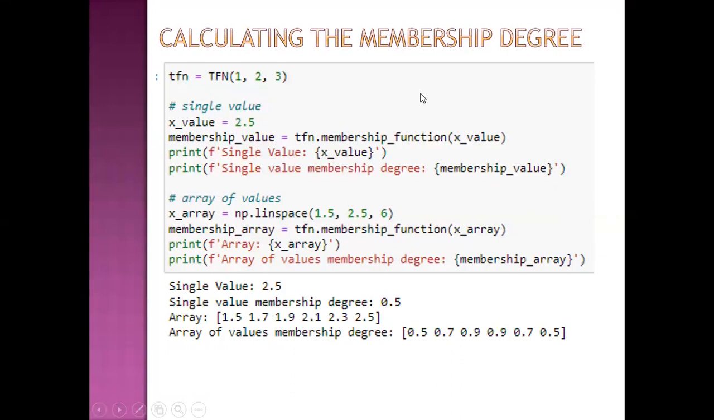Then this is about calculating the membership degree. So if this is a triangular fuzzy number and this value, which is in between these, what is the membership function of 2.5 with respect to this triangular fuzzy number? Answer is 0.5. If we have a series of values like this array, and these numbers are also well within the confines of this triangular fuzzy number, what are the memberships of these elements or values? So these are the membership functions of these values.